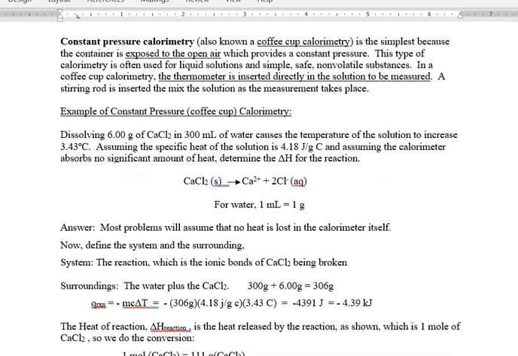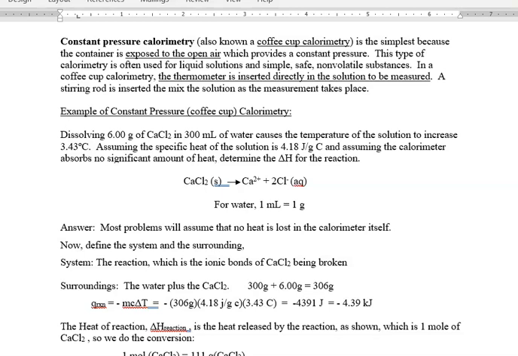Okay, constant pressure calorimetry, coffee cup calorimetry. So this means it's not doing any work. It means any energy coming out is not pushing on something, creating pressure. And if it's not pushing on something or making something move, it's not doing work. So it's all heat. All of the energy coming out is heat. It's the simplest because the container is exposed to open air, which provides a constant pressure. This type of calorimetry is often used for liquid solutions and simple, safe, non-volatile substances.